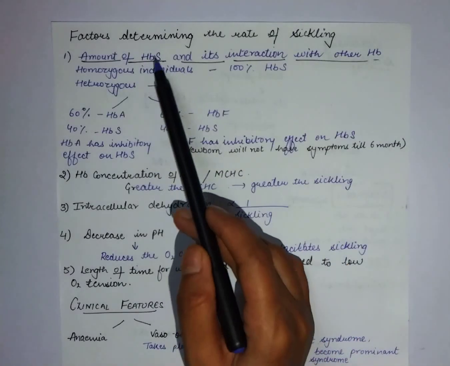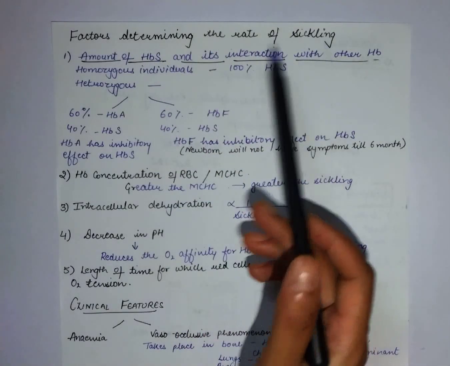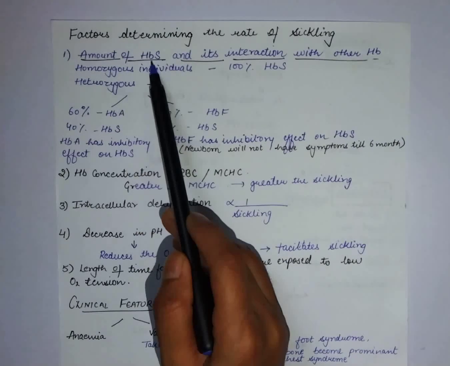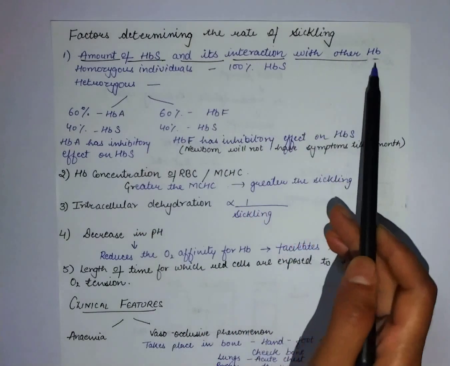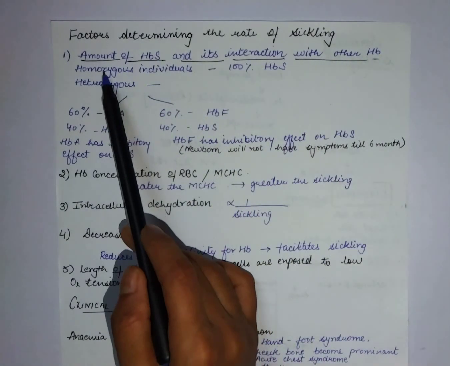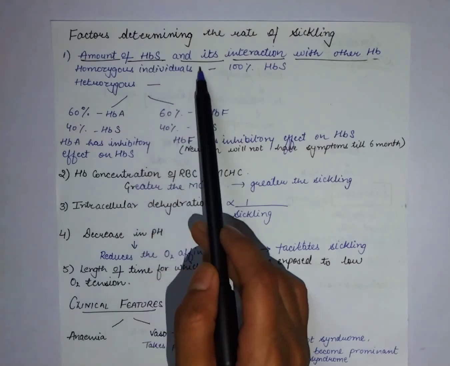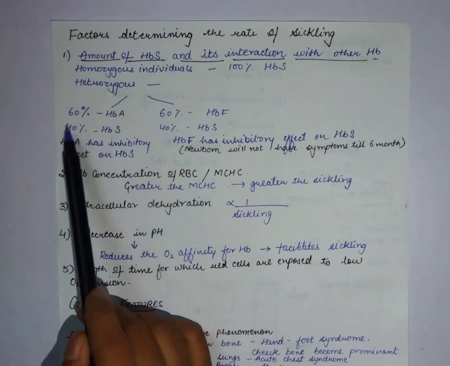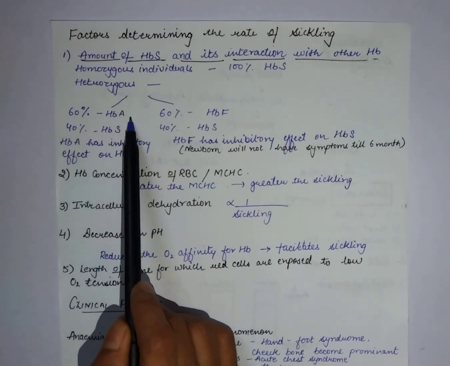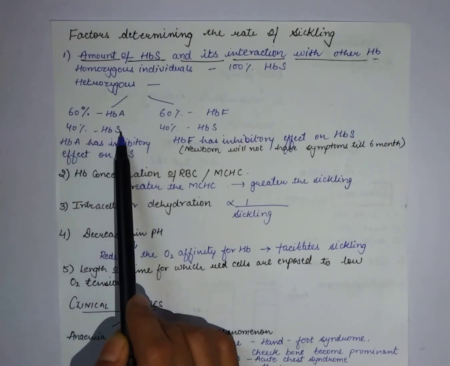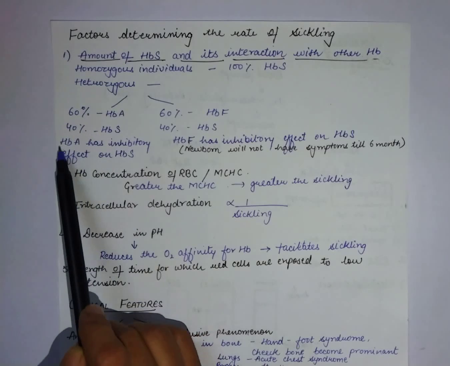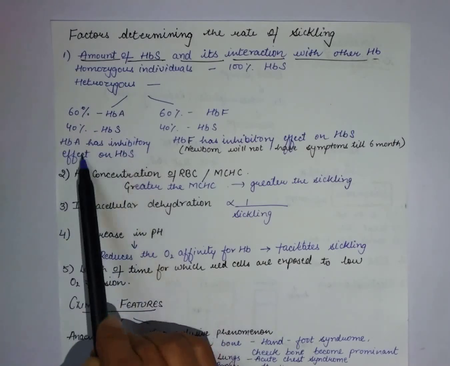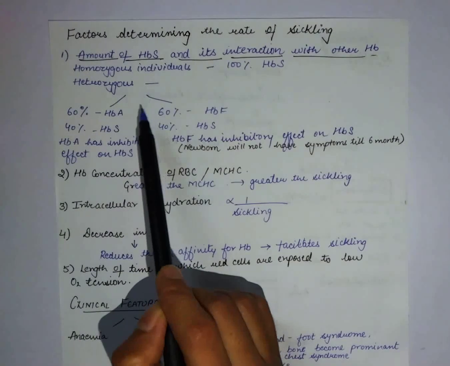Now, what are the factors that determine the rate of sickling? It is the amount of hemoglobin S and its interaction with other hemoglobin. In homozygous individuals, we have 100% hemoglobin S. In heterozygous, we have 60% hemoglobin A and 40% hemoglobin S. In this case, hemoglobin A has an inhibitory effect on hemoglobin S.